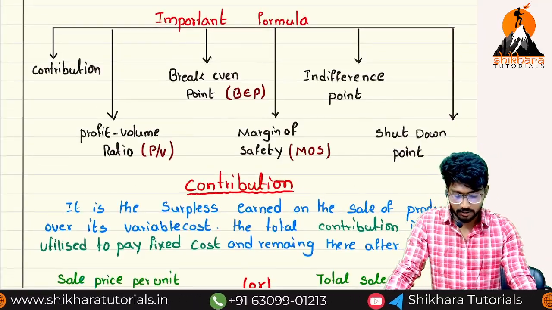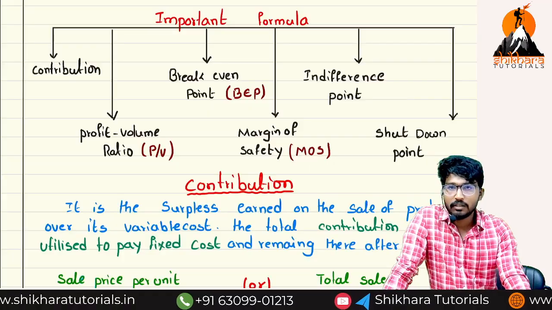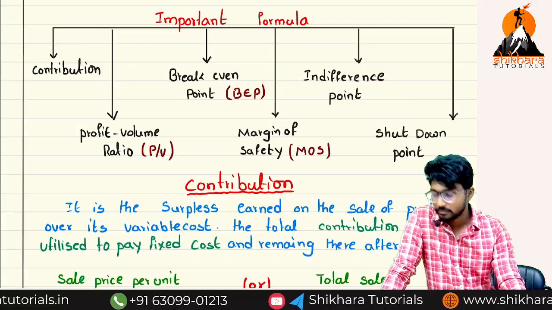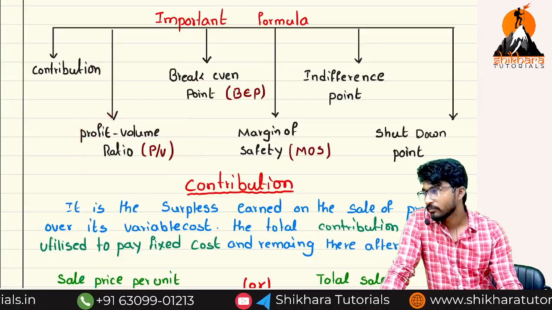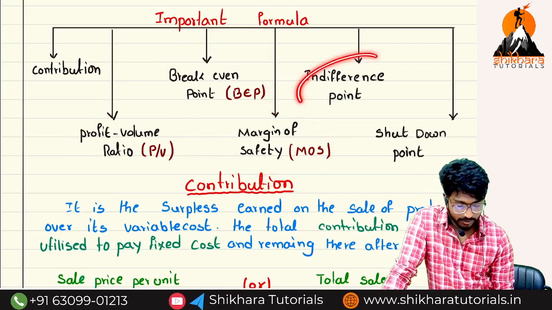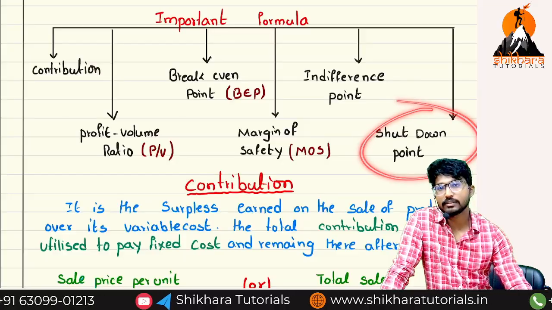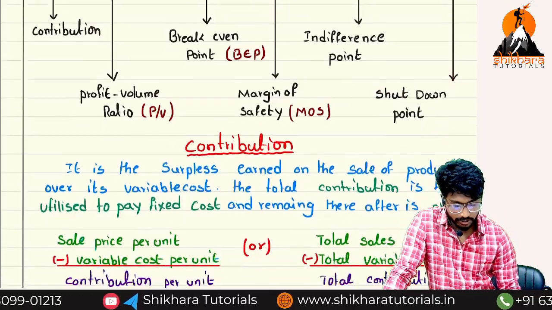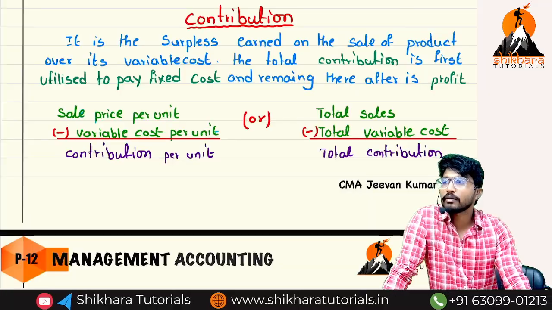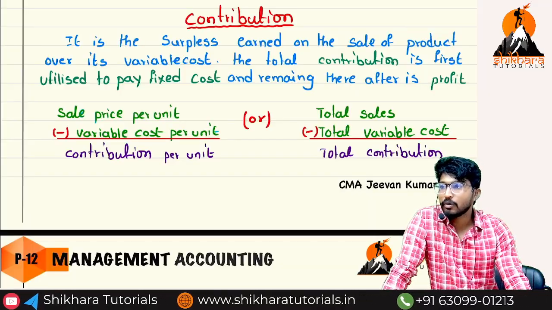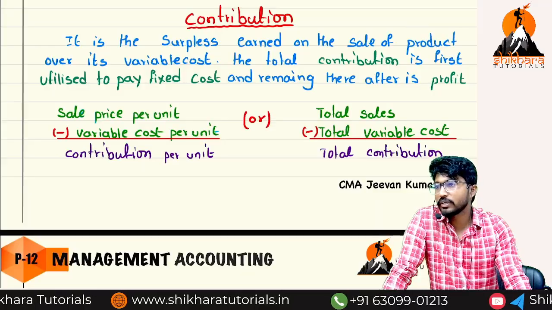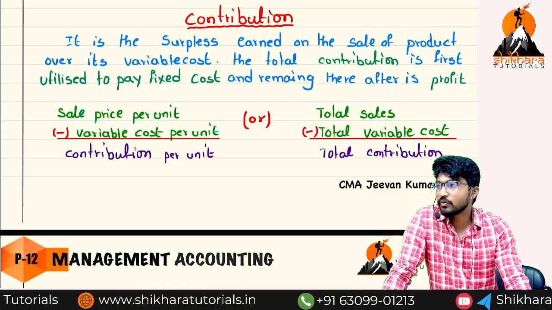Important formulas under marginal costing. First one, we are going to learn about contribution. Next, PV ratio. Next, break even point, margin of safety, indifference point, shutdown point analysis. Without any delay, we will move forward. That is nothing but contribution. What is it? Contribution. How will you get contribution? If you deduct variable cost from sales, you will get contribution.